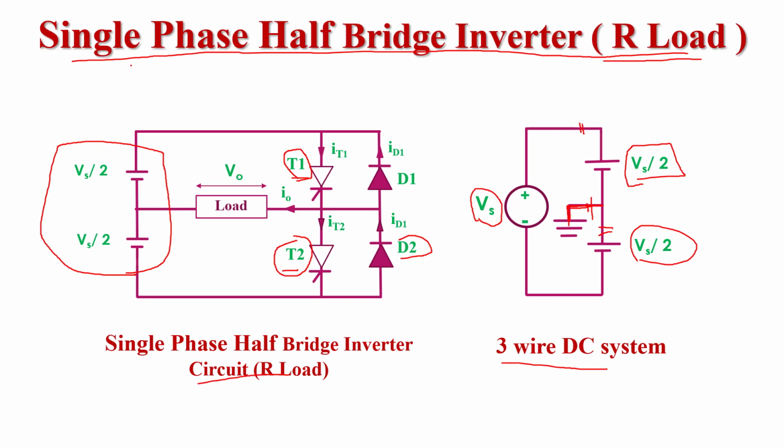And we know that this is a single phase half bridge inverter with resistive load. So here the load is resistive type. And the response of the circuit totally depends on the type of load we use here. If we use resistive load, the behavior of the circuit is different. If we use RL load in place of R load, the response of the circuit is also different. So how the circuit will respond totally depends upon the type of load we use in the circuit. So this is the single phase half bridge inverter with resistive load.